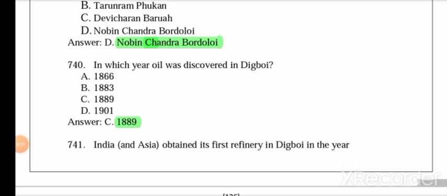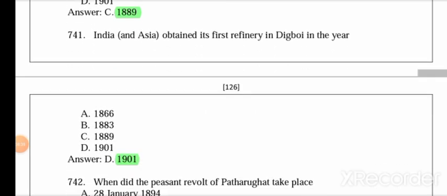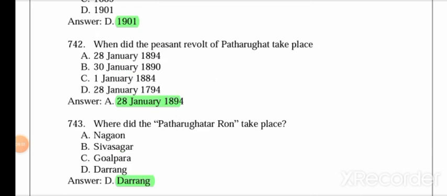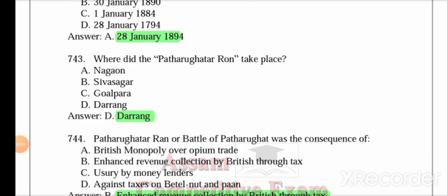In which year was oil discovered in Digboi? 1886. India and Asia obtained its first refinery in Digboi in the year 1901. When did the peasant revolt of Patharughat take place? It was 28 January 1894. Patharughat Raij Mel, or Patharughat revolt, is also known as Assam's Jallianwala Bagh. Okay, and where did the Patharughat Raij Mel take place? It is in Darrang district.